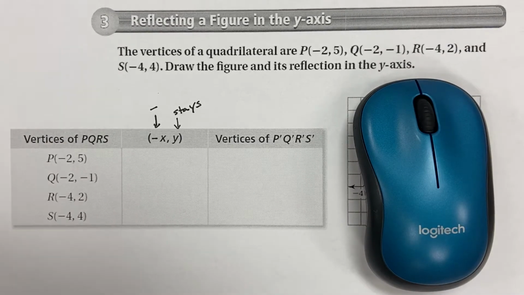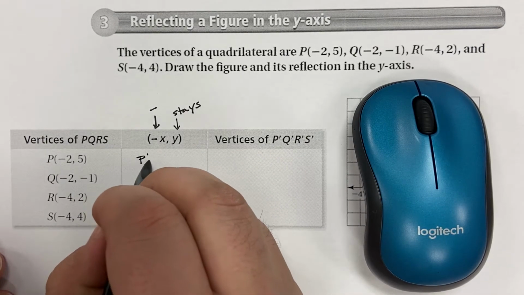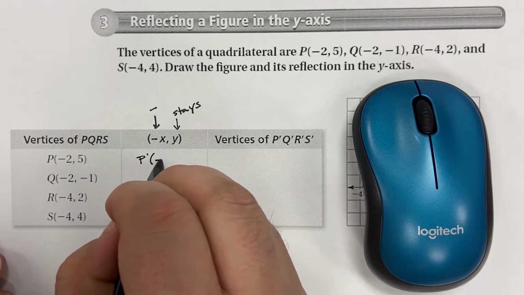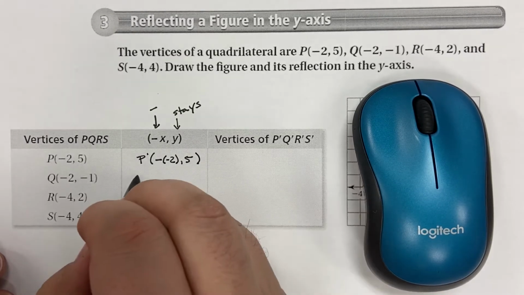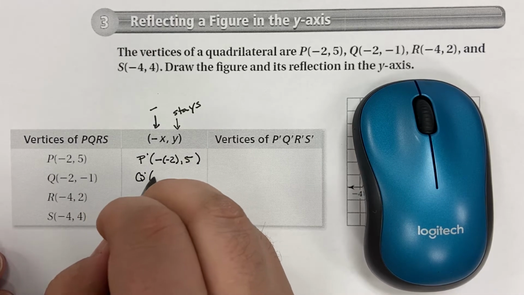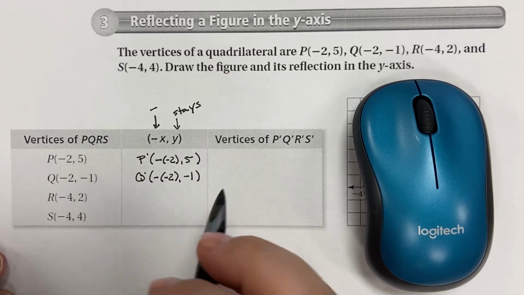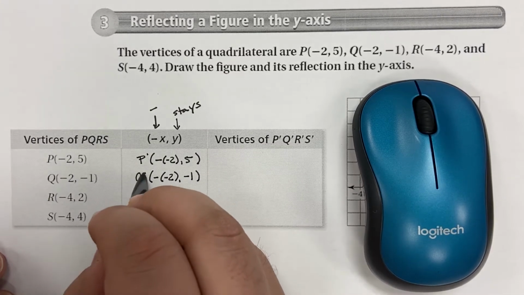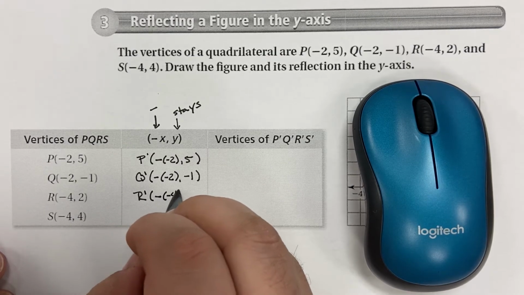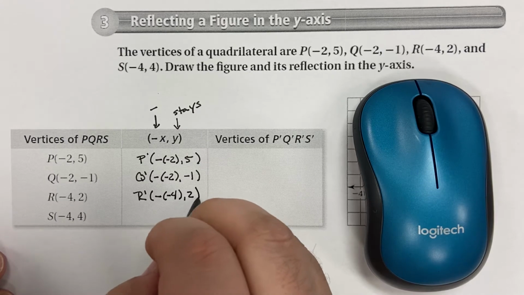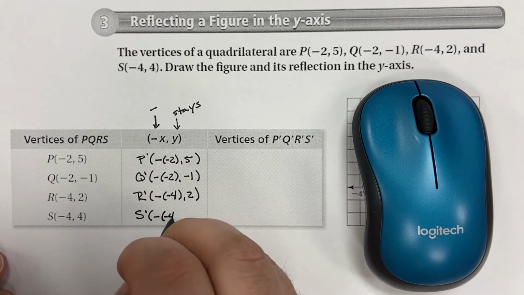So the x values flip. What that means is the image of P is the same thing as (-2, 5). The image of Q is the same thing as (-2, -1), because the y values are staying. I'm not doing anything to them. The image of R is the same thing as (-4, 2). The image of S is the same thing as (-4, 4).